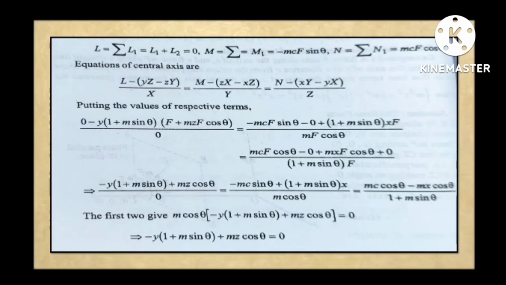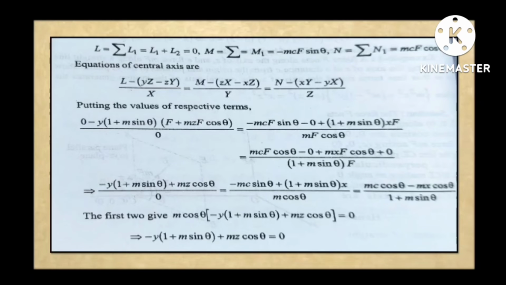Now capital L is the summation of capital L1, which is equal to L1 plus L2, which is equal to 0, and capital M and capital N we will be calculating in a similar manner, as capital M is the summation of M1, which is equal to minus MCF sin theta, and capital N is the summation of capital N1, which is equal to MCF cos theta.